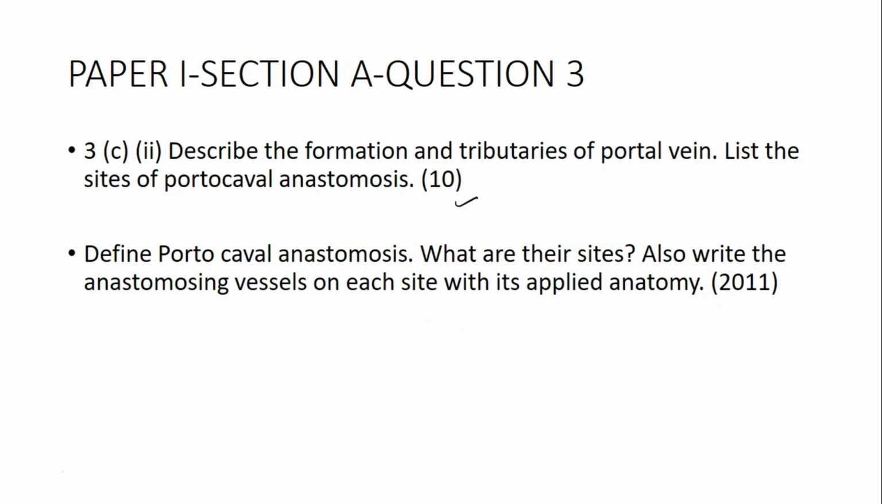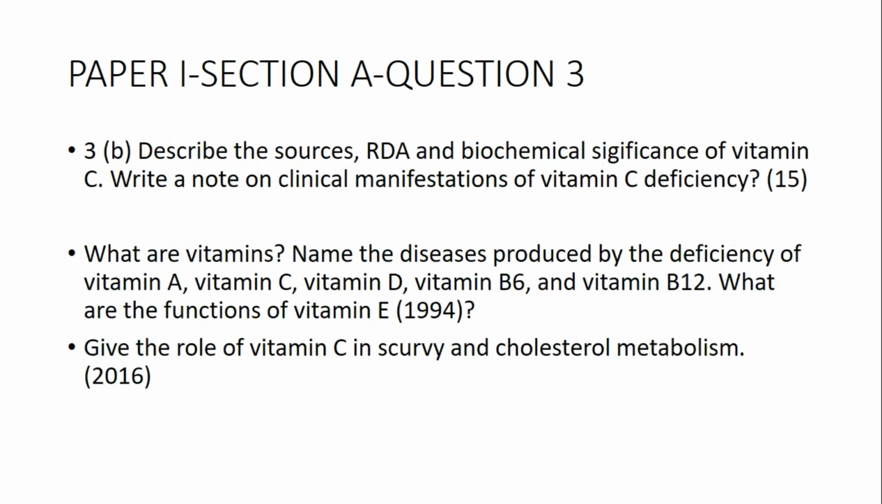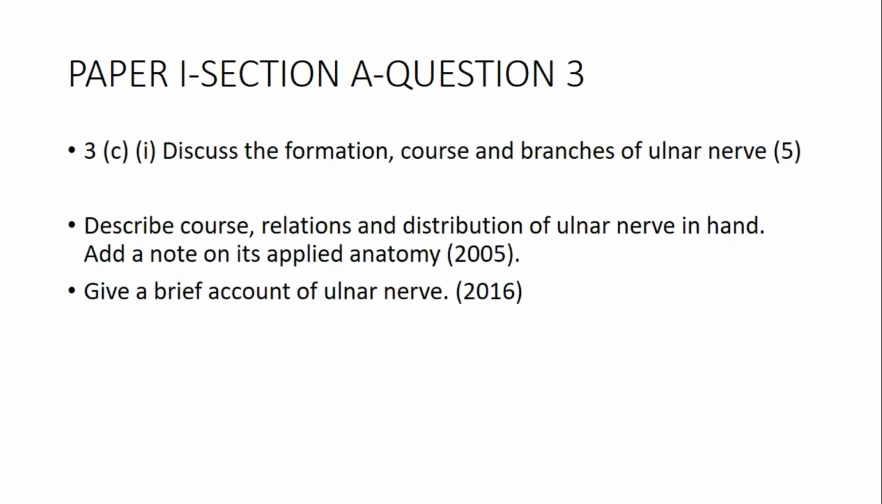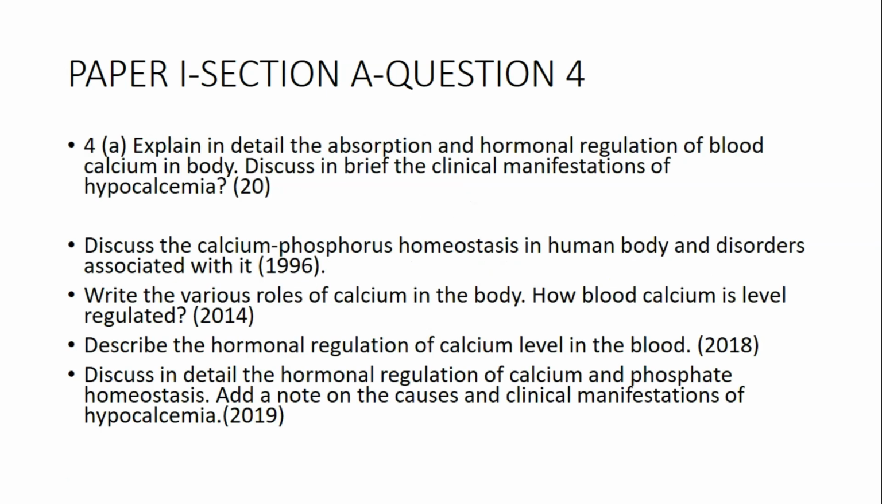Formation, tributaries. What are the sites of portocaval anastomosis? The portal venous system is anastomosing with the systemic venous system. So question number 3 is also, there's nothing new here. Everything is simple except this 20-mark elaboration of the basic stuff from physiology. Now, diabetes, right? A chronic disease, a commonly seen disease, and I think you should be able to present it in an understandable fashion. Now, the last question from section A.